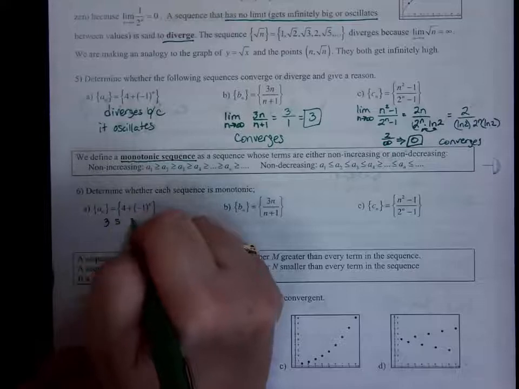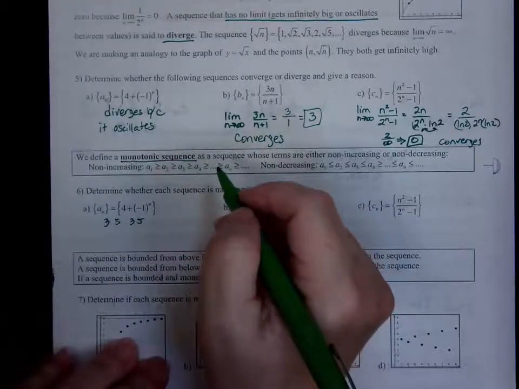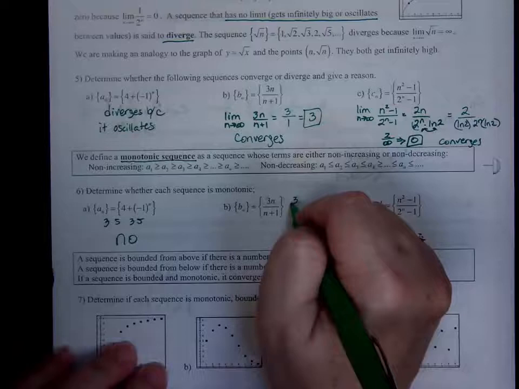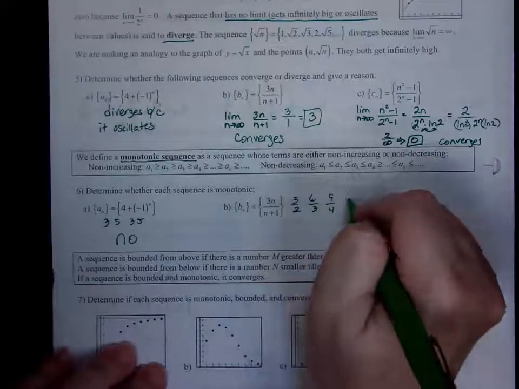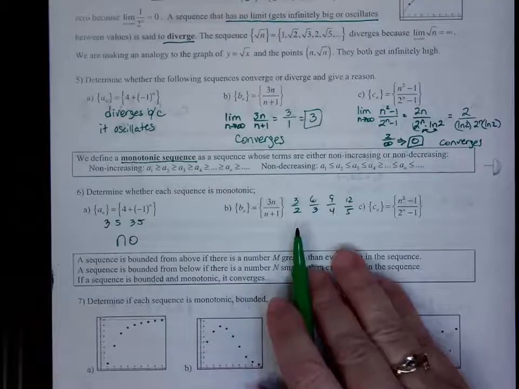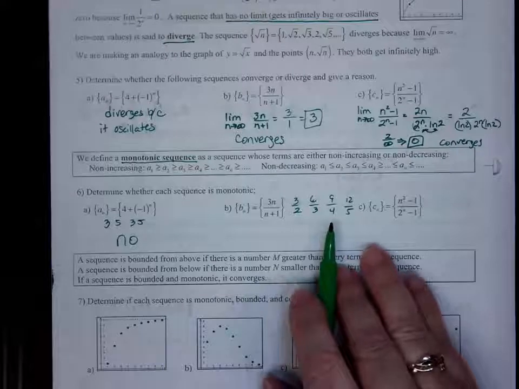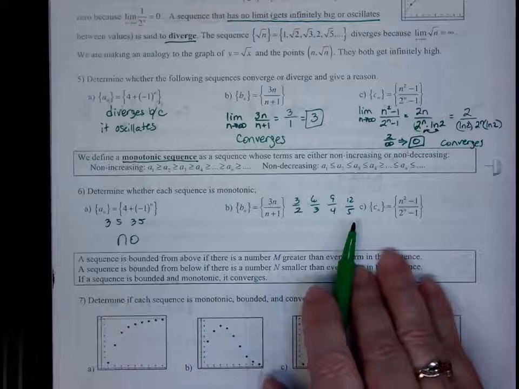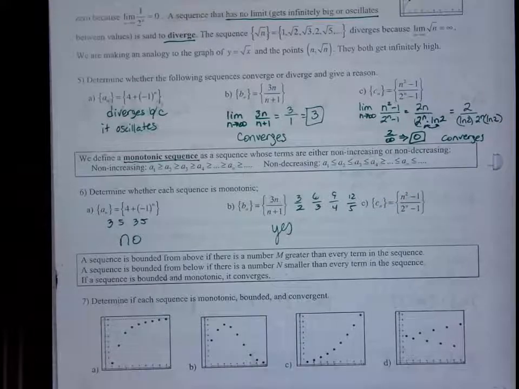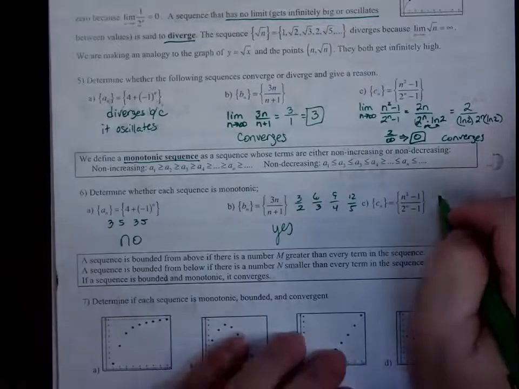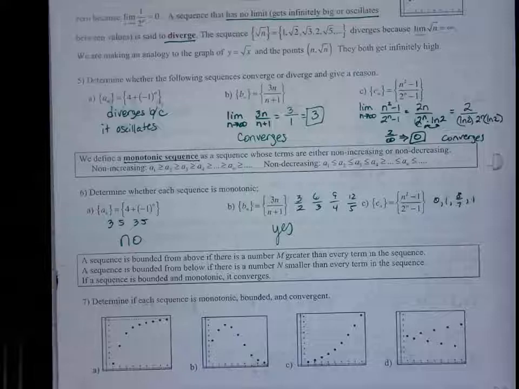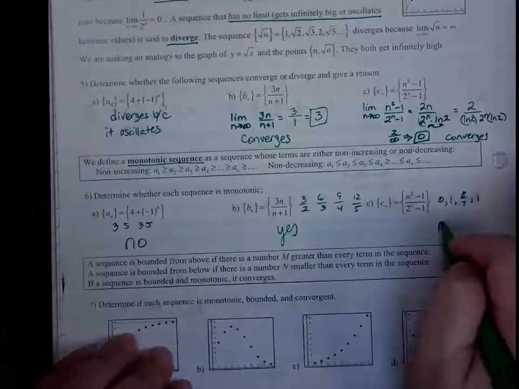So, this one was the 3-5-3-5. Is that monotonic? Is it always going up or always going down? No. This one was 3 over 2, 6 over 3, 9 over 4, 12 over 5. Well, let's see. 3 over 2 is 1.5, 6 over 3 is 2, 9 over 4 is 2.25, and this is 2.4. So are these continually going up? Yes. So this is monotonic. The last one, the pattern was 0, 1, 8 sevenths, 1. Monotonic, yes or no? No, because it goes up and then down again.